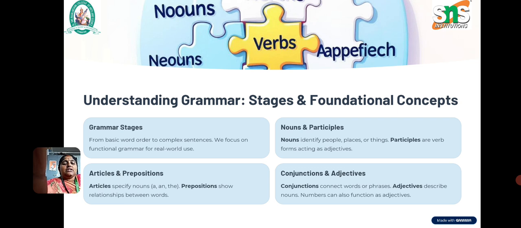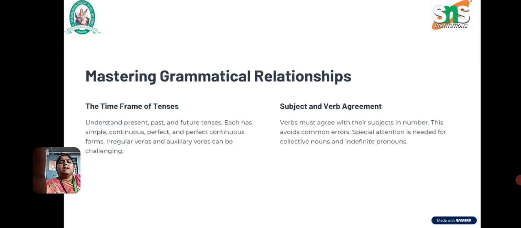Conjunctions connect words or phrases. Adjectives describe the noun. Numbers also function as adjectives. So, how to master the grammatical relationship? There is a time frame of tenses: understanding the present, past, and future tenses.